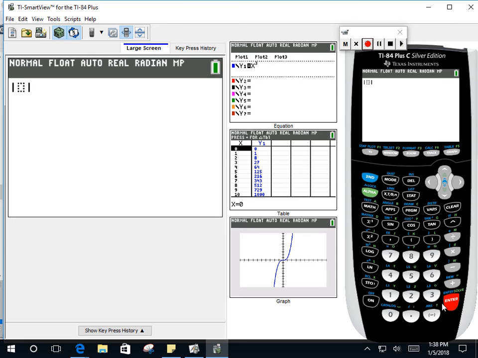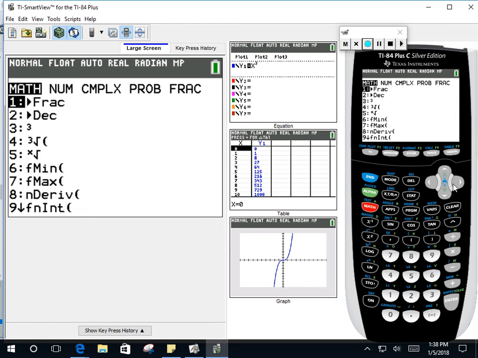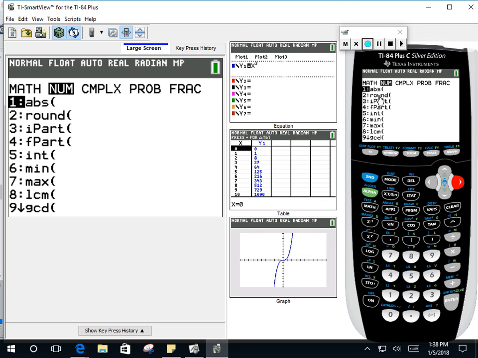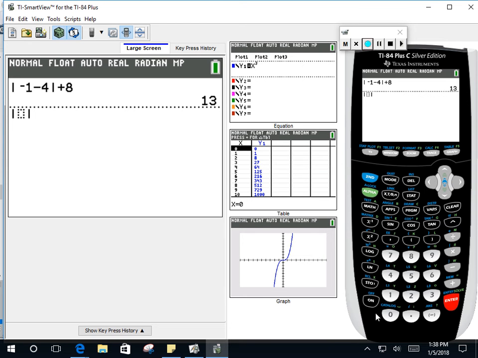Then you can type in whatever you want, and in our case it was negative 1 minus 4, and then on the outside plus 8, and we got the same thing, 13. Okay, so all you do is hit math, go over to num, and then there it is, the first option will give you absolute value bars.